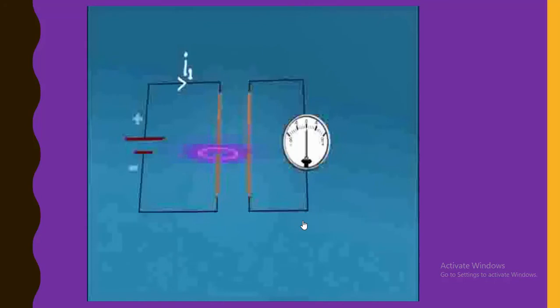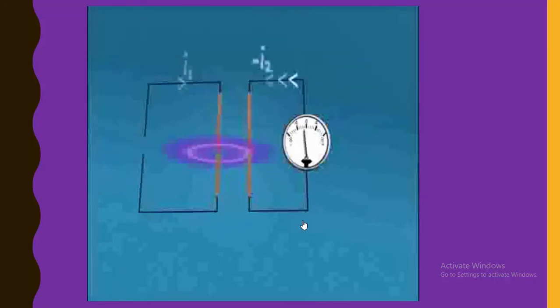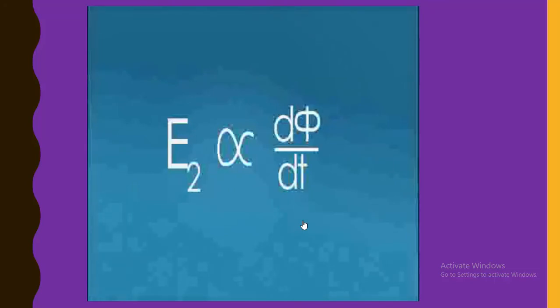Further, we can also see that EMF is again induced in the second conductor when we remove the battery. This is because of the reduction in flux density around the first conductor, and the second conductor tries to oppose this change in flux as per Faraday's law of electromagnetic induction. The magnitude of the induced EMF is given by E2 directly proportional to dφ/dt.